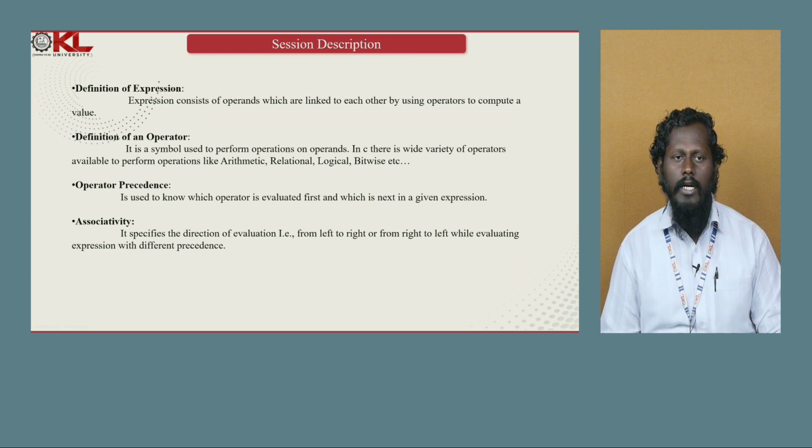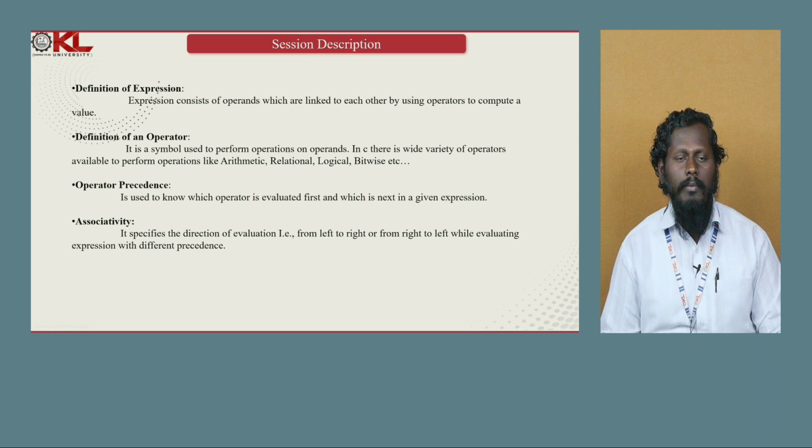And definition of operators. Operators nothing but it's like a symbol. The symbol called as mathematical symbols. There are different variety of mathematical symbols available, like arithmetic operators, relational, logical, bitwise, assignment and conditional, as well as increment, decrement. There is many more.